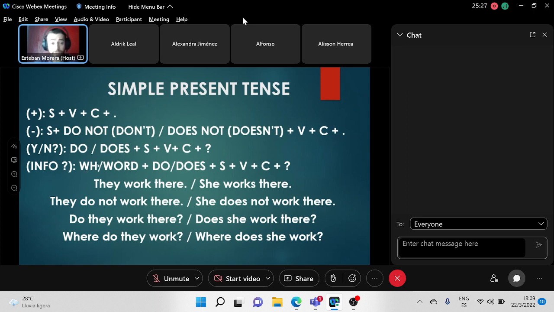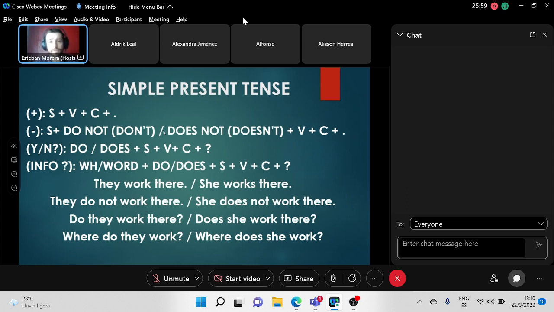If it is an information question, we use the interrogative pronoun at the beginning of the question, like what, where, when, how, which. We use do or does, the subject, the verb, and the complement. For example, why do they take classes? Where does he study English? Where does she work on Wednesdays? Or why does the teacher explain the rules? Or when does this course start?